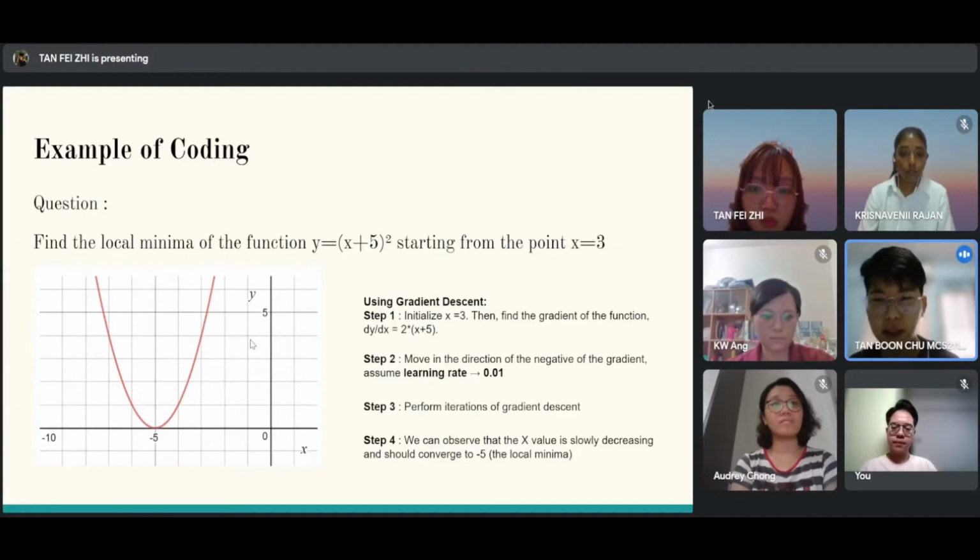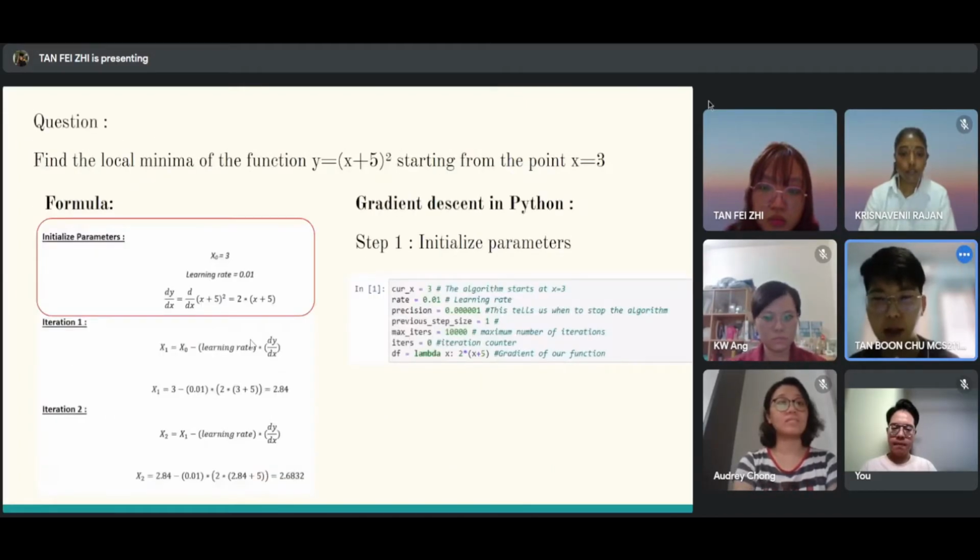And for step 3, perform iteration of gradient descent. And the final step, step 4, we can observe that the x value is slowly decreasing and should converge to negative 5, which is the solution. So next slide, I'll pass to Audrey to explain about the formula and the step 1 coding.